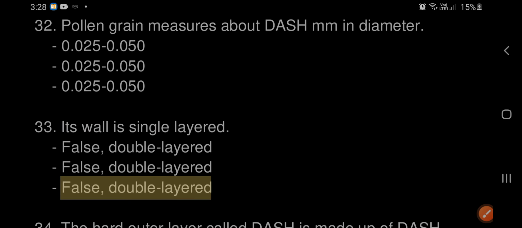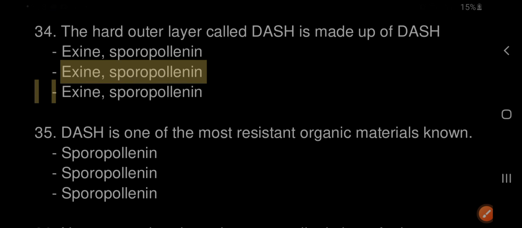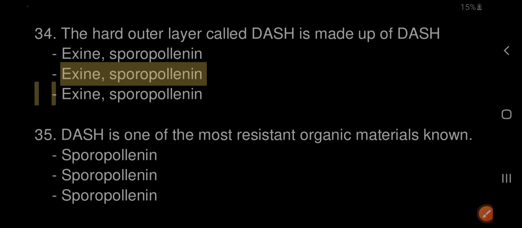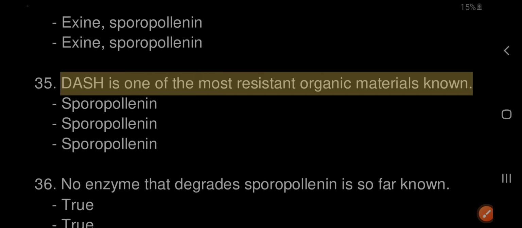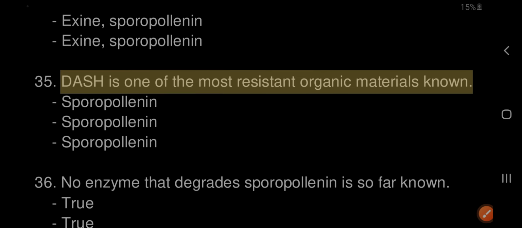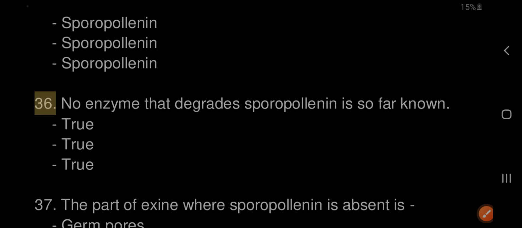34. The hard outer layer called dash is made up of dash. Exine, sporophyllin. 35. Dash is one of the most resistant organic materials known. Sporophyllin. 36. No enzyme that degrades sporophyllin is so far known. True.